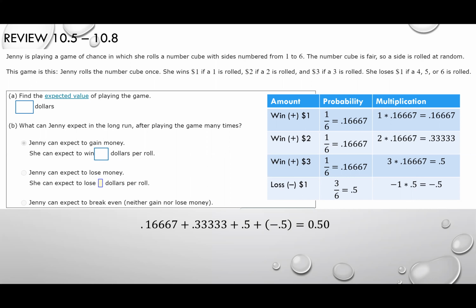You have a positive 0.50. Meaning if it's positive, unlike the previous one, we will win 50 cents, right? 50 cents for every dollar we spend, which is in the long run, Jenny will win 50 cents on a dollar, 50 cents per dollar, right? So again, 0.50 of the dollar, which is 50 cents per roll. So every time she rolls, in the long run, she can expect to win 50 cents. Okay, so that's the idea of this expected value.